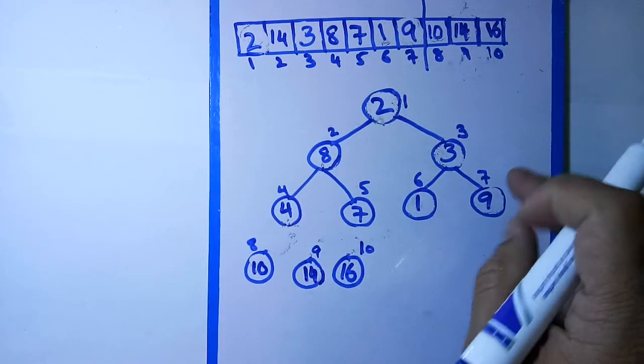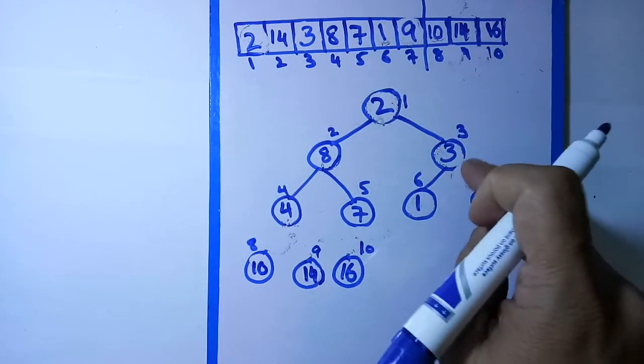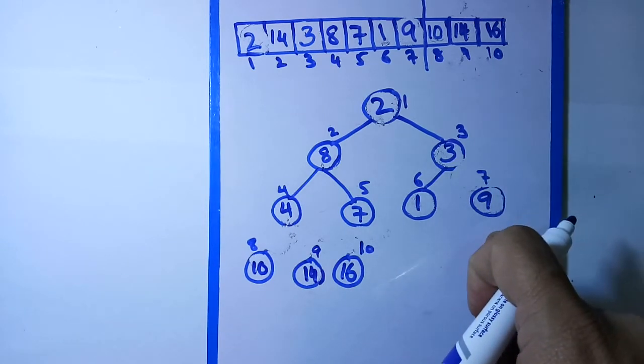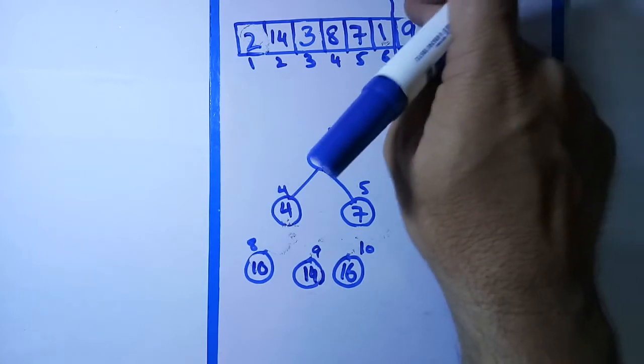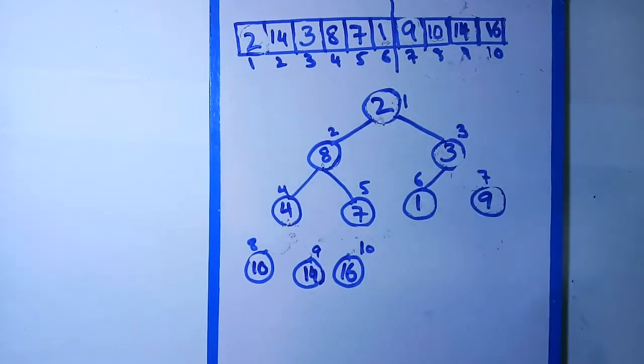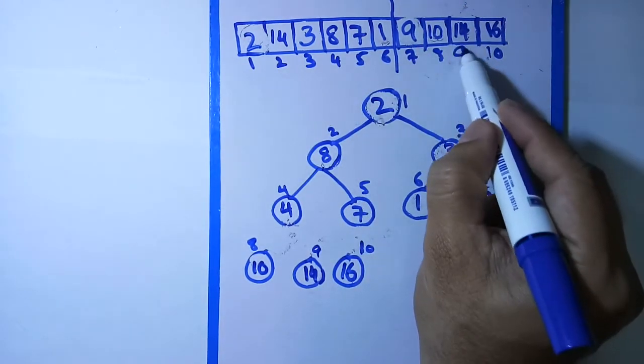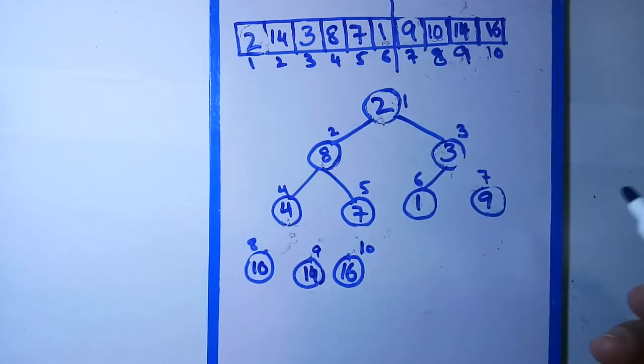And what next? Next is decrease the heap size. So this is not part of the heap. 9 is not part of the heap now. 7th index is not part of the heap. So the heap is now from 1 to 6. Clear? So this is index number 9. This is index number 8.